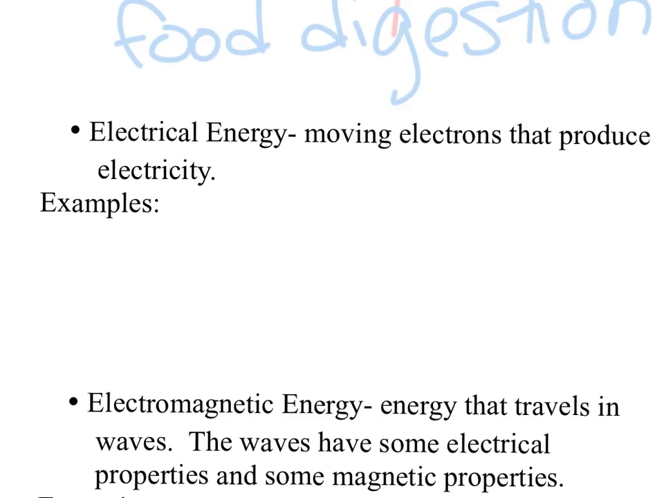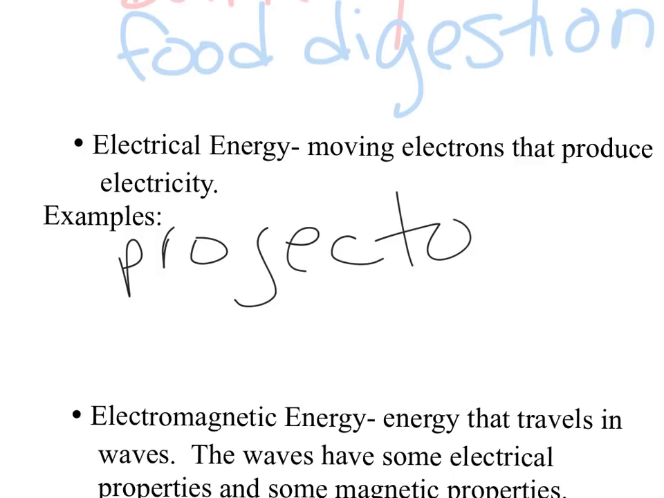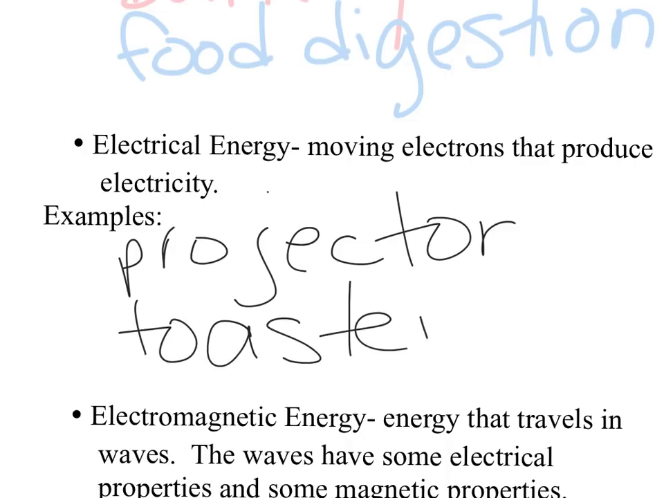How about the projector that we use to project the computer onto the screen? Electrical. How about your toaster? It plugs in, that's electrons moving. So we have all kinds of energy conversions having to do with electricity. So the projector is taking electrical energy and converting it to light. The toaster is taking electrical energy and converting it to thermal energy, heat.